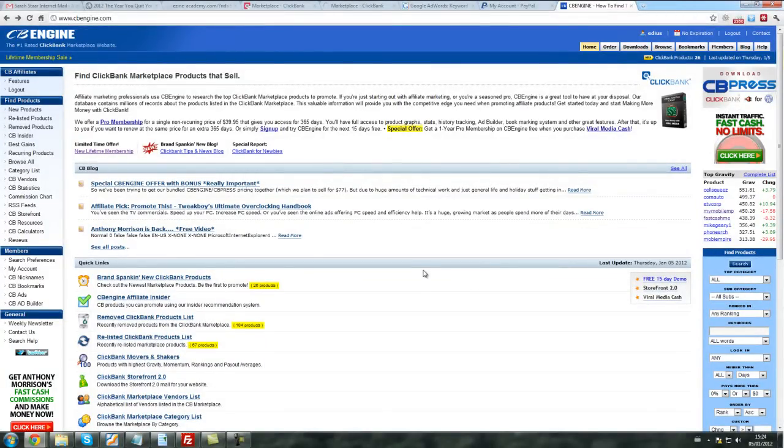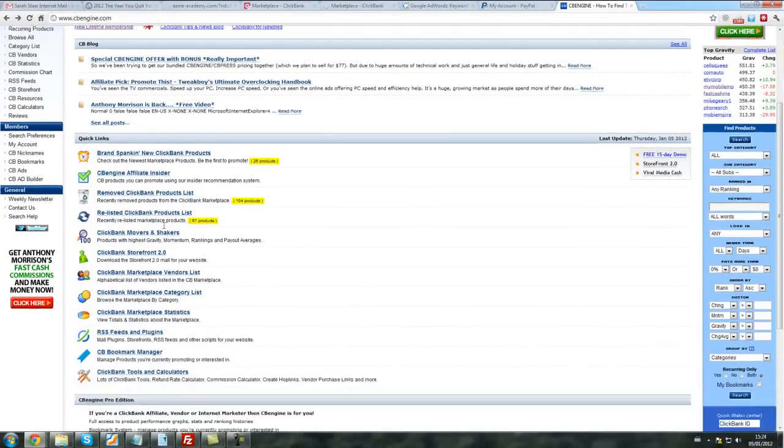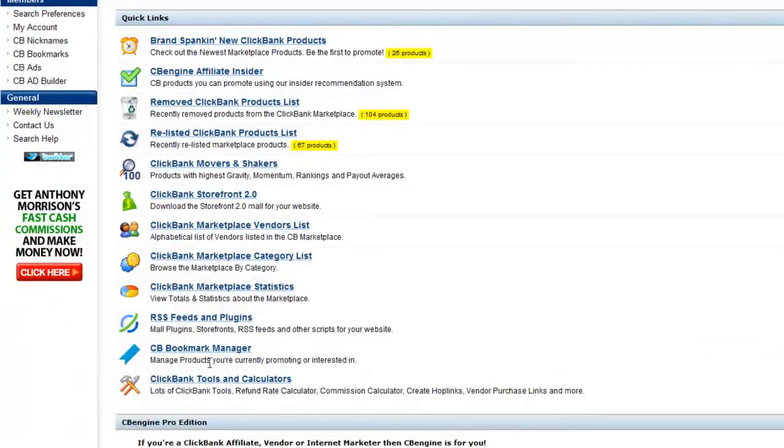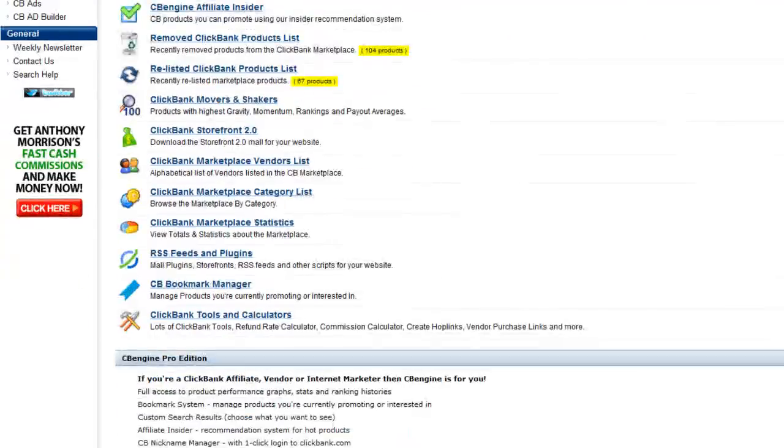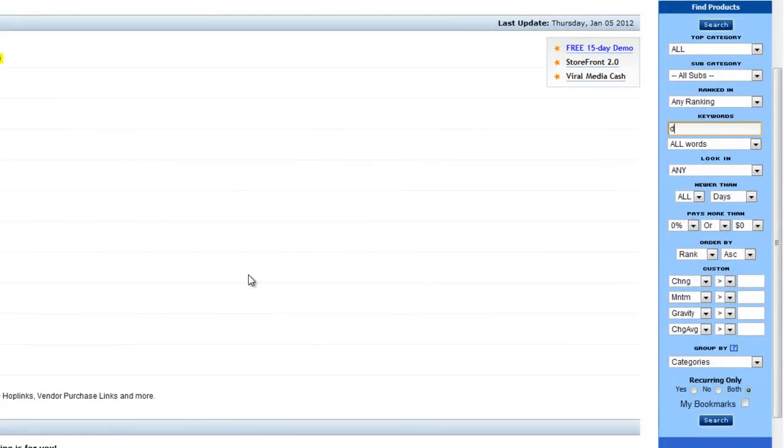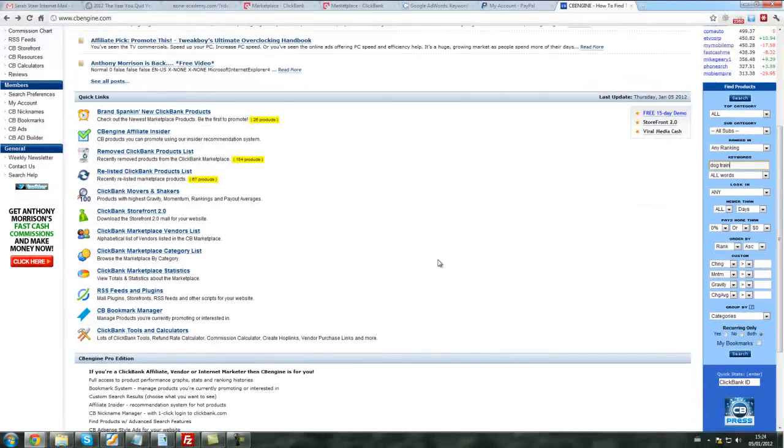But the great thing about CB Engine is they've got loads and loads of tools, which I'm not going to go into exactly, but they'll also tell you, for instance, which items recently have been relisted in the Clickbank marketplace, which items have been removed, etc., etc. But they've got a really good search system. So if we just type in dog training again, let's just click search.